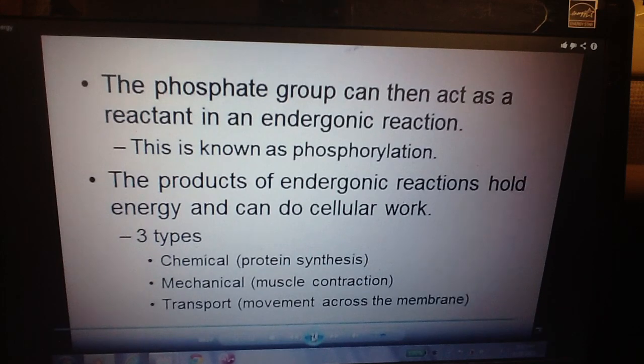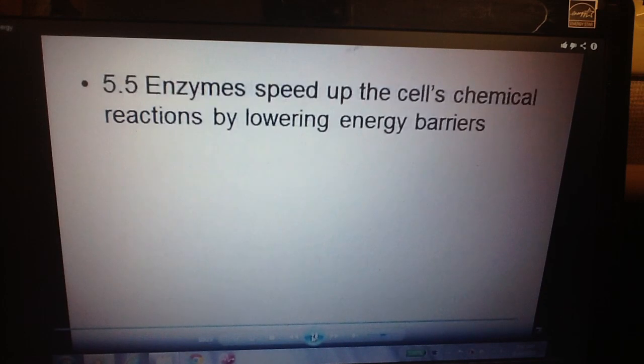So we're going to be doing a lot of these reactions. We're going to be relying on ATP. One of the major things that allows reactions to happen are enzymes, and I'm going to talk about them separately.